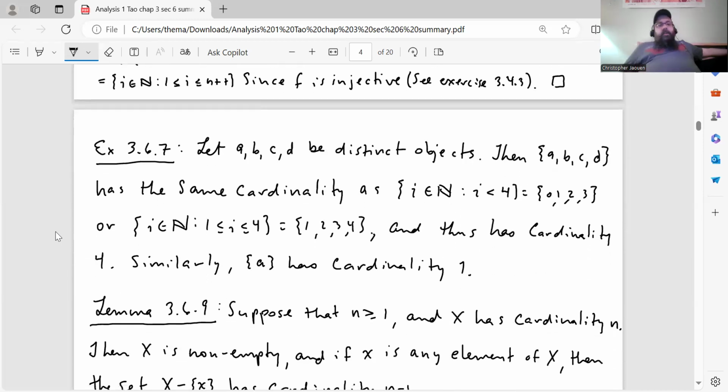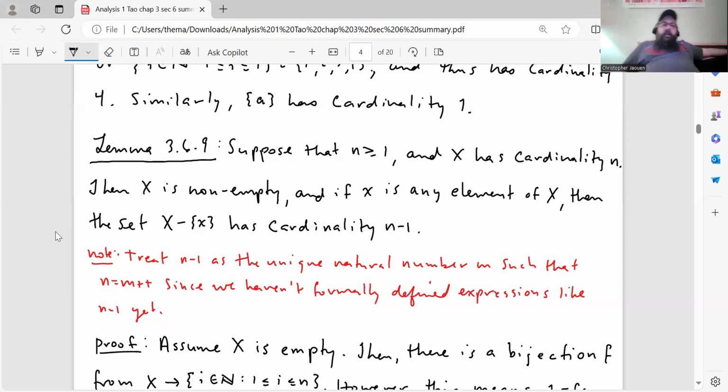Okay, example 367. Let A, B, C, D be distinct objects. Then the set containing A, B, C, D has the same cardinality as the set of all i in N where i is less than 4, which is the set containing the natural numbers 0, 1, 2, 3, or i is an element of N where i is greater than or equal to 1 and less than or equal to 4, which is the set containing the natural numbers 1, 2, 3, 4, and thus has cardinality 4. Similarly, the singleton set containing A has cardinality 1.